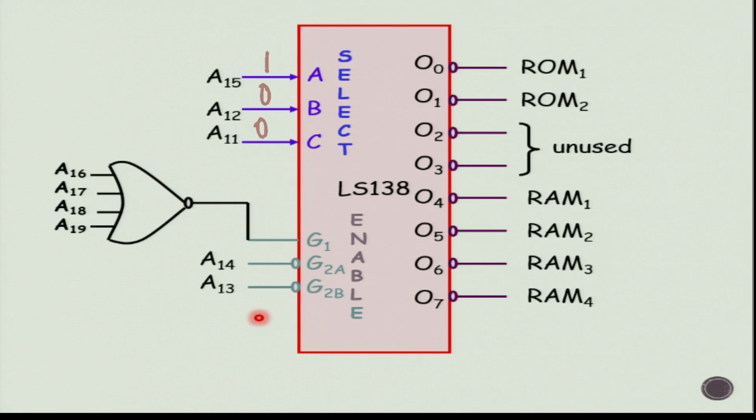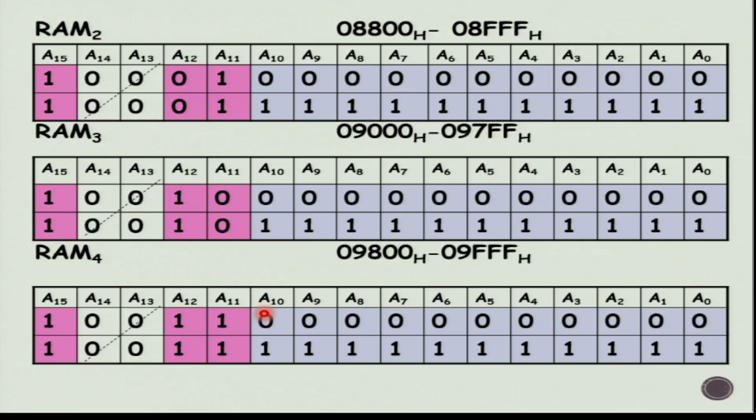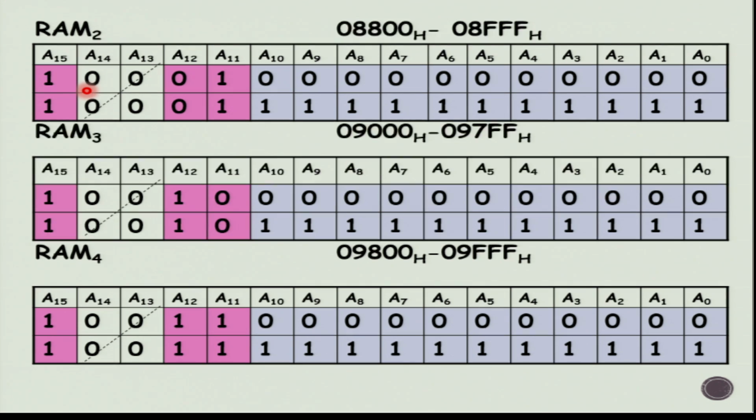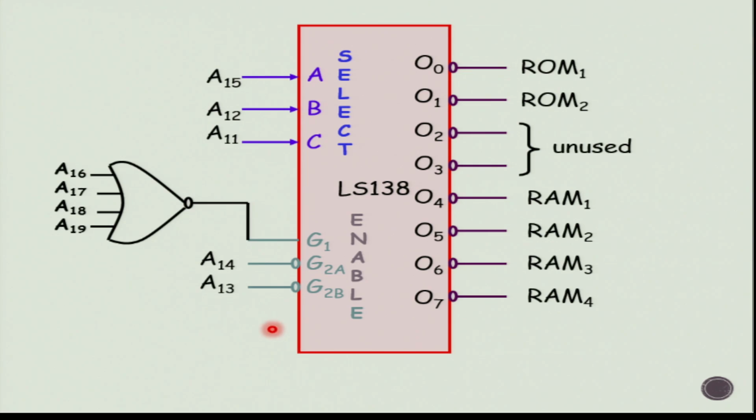Coming to the enable, again, if we go back and look at the memory map, what we can see is that A13 and A14 were consistently low irrespective of the ROM or the RAM chip. So A13 and A14 are going to be the enable lines, and we also said A16 to A19 are always going to be low. So when they are always low, the output of the NOR gate is going to be 1. So G1 is going to be activated.